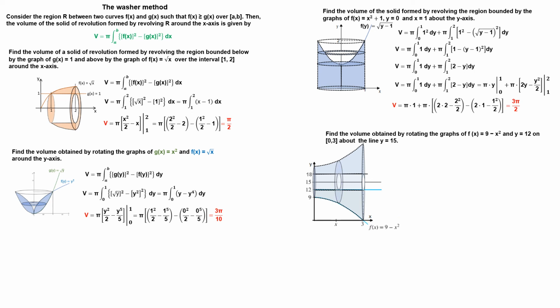The outer radius of this washer is the distance from f of x to the line y equals 15. The outer radius is 15 minus f of x, rather than f of x minus 15, because the line y equals 15 lies above the graph of f of x. We now perform the calculations.